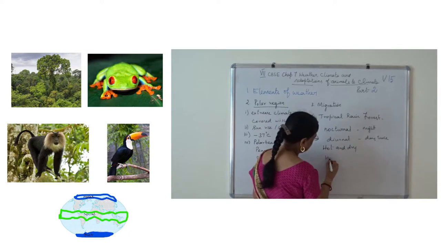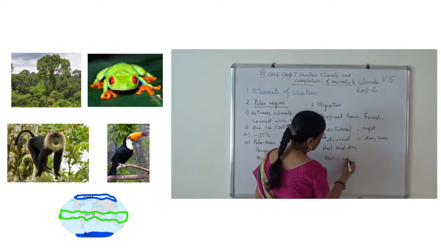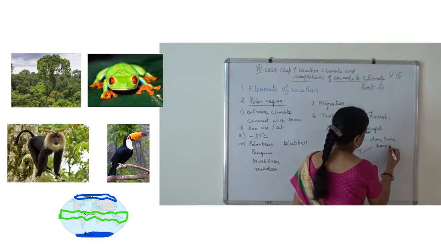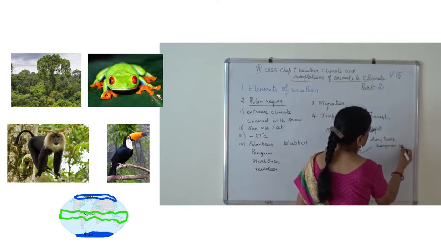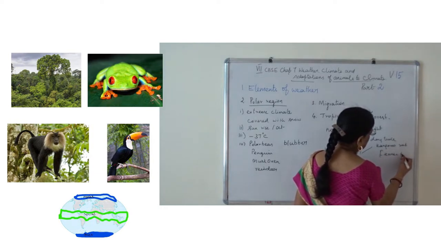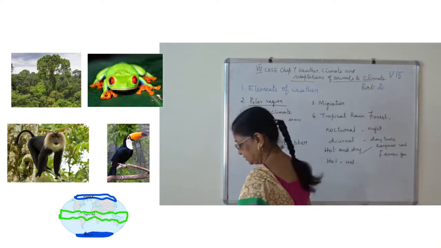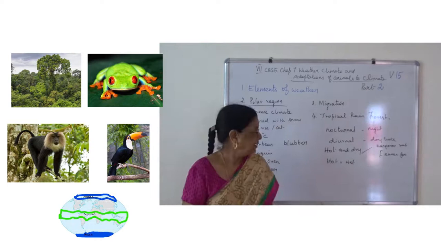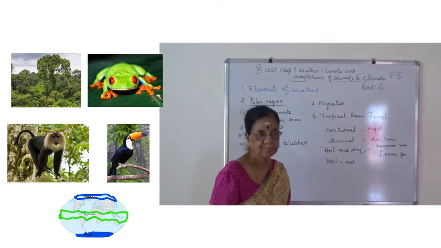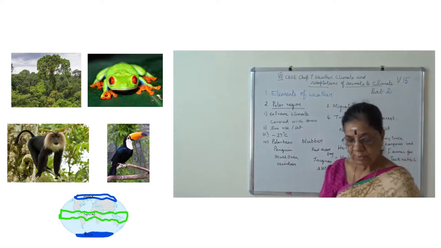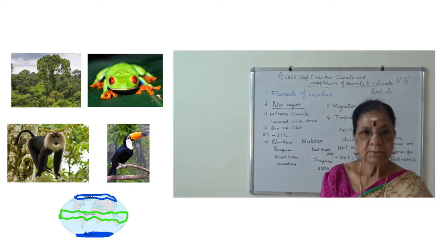Next, hot and wet climate. In dry climate, what did we see? Kangaroo rat, fennec fox. Remember? We saw the fennec fox. Okay. So here, adaptations of animals to hot and wet climate.